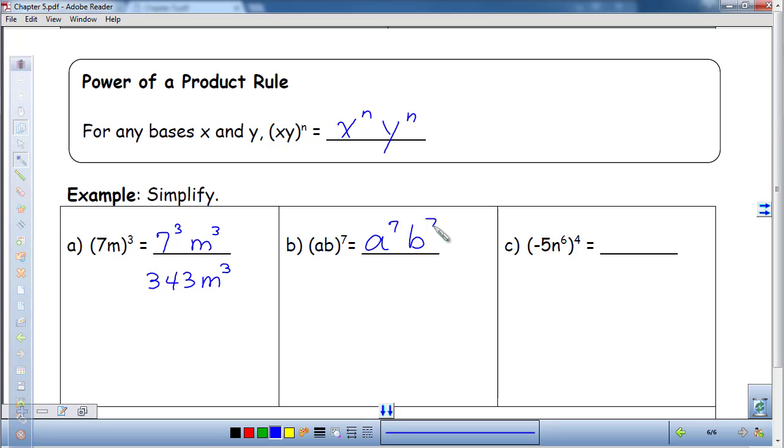Okay. All right, what about in C? We've got -5 n to the 6th, all raised to the 4th. So what do I need to do? Okay, so that's going to be -5 to the 4th, and then n to the 6th to the 4th, and then -5 to the 4th is going to be what? 625, very good. And then n to the 6th to the 4th is n to the 24th. Okay, questions about that? Okay, good.